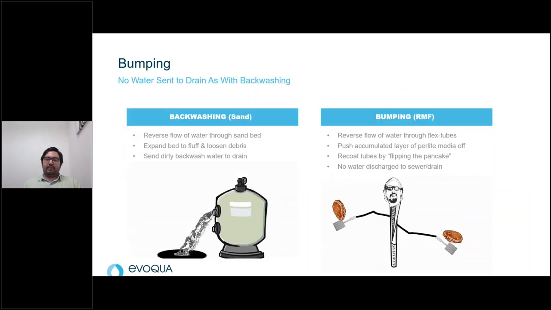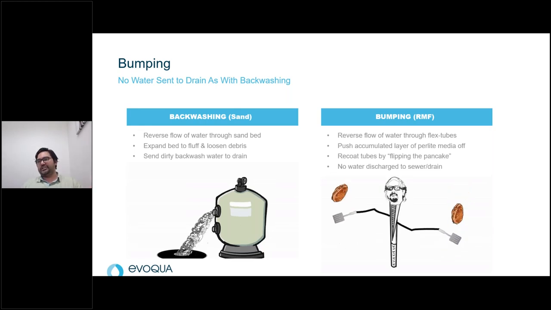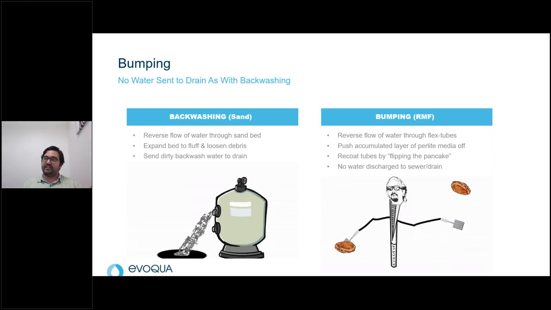One thing to note about Defender filter compared to a sand filter. If you understand sand filter, you are required to do backwash when there is an increase of pressure of 10 psi or 0.5 bar. So when there's an increase of pressure, it indicates that it's time to do backwash for your sand filter.